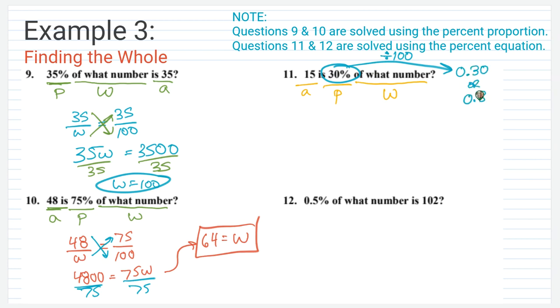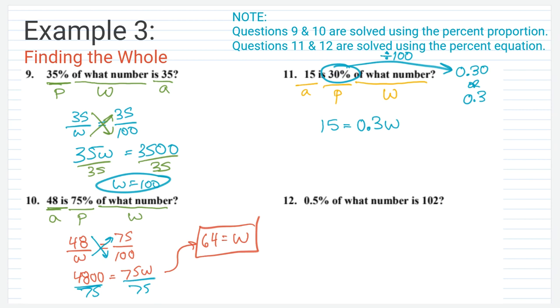So you do want to make sure that if you're choosing to use the equation, change that percent into its decimal form. So now that we've done that, we can go ahead and plug these values into our equation. A equals P times W, so it's going to say 15 is equal to, I'm going to use 3/10, and then W, we don't know what that is, right? So that's my equation with its one unknown.